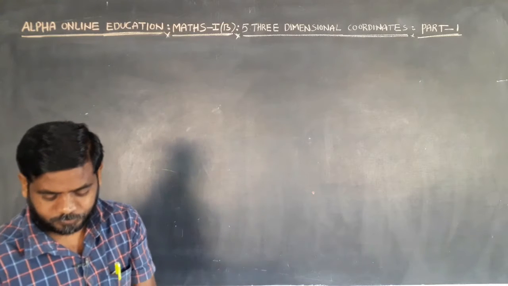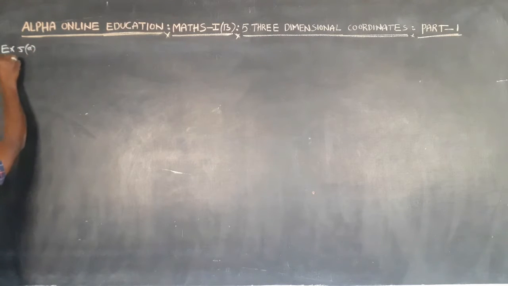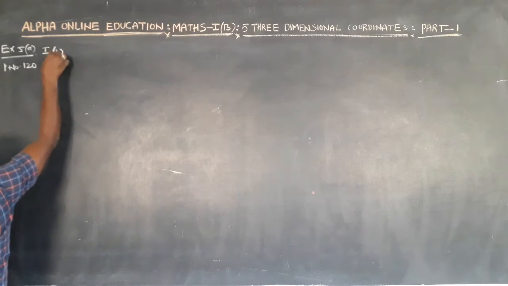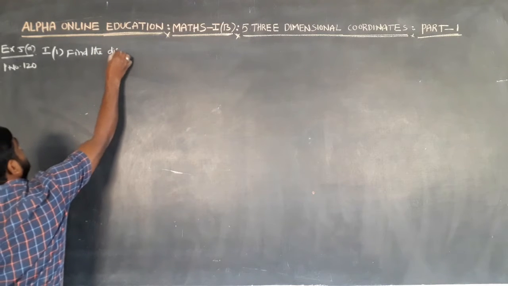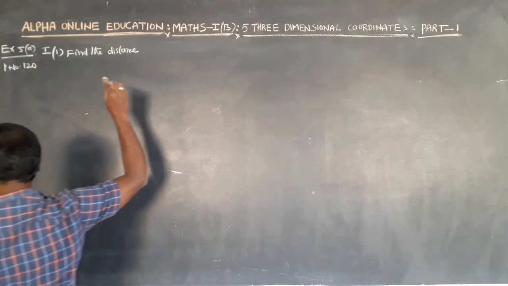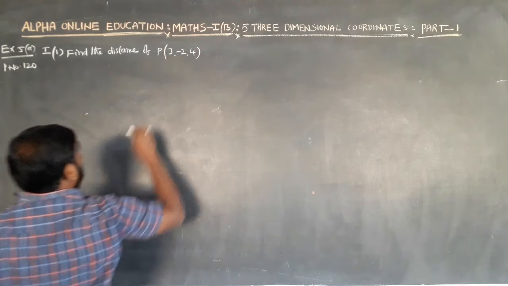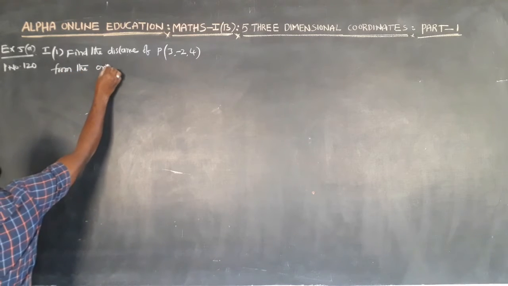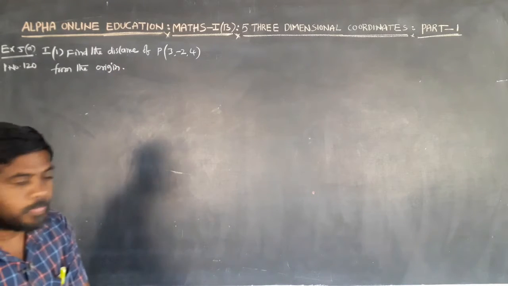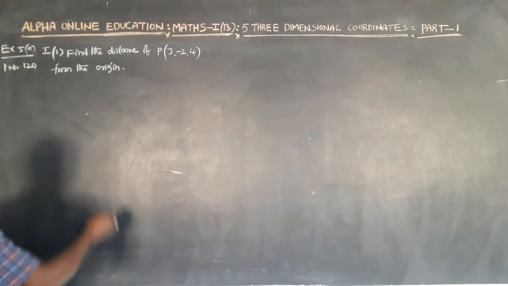Exercise 5A, page number 120. First problem: Find the distance of P(3, minus 2, 4) from the origin.